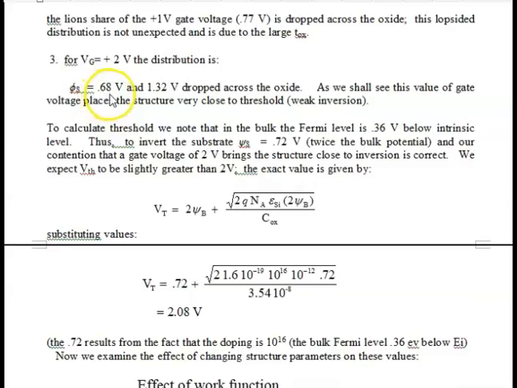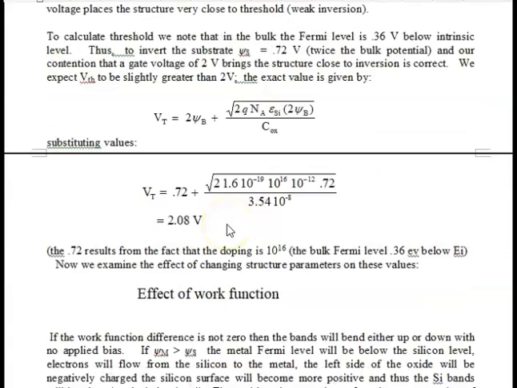And if we're dropping 0.68 volts across the silicon at plus 2 volts, at threshold, we're dropping maybe 0.7 volts, and all the rest of the voltage as we make the gate more positive will be dropped across the oxide, and the drop across the silicon is going to be constant, or we say pinned at about 0.7 volts or so.